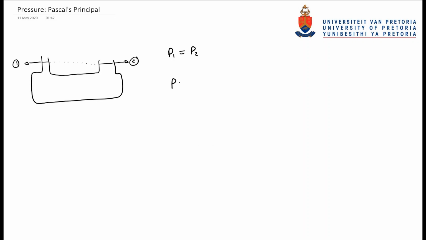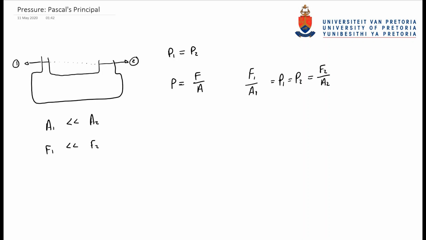We know that pressure is force over area. Let's say I've drawn this picture to scale. A1 is much smaller than A2. P1 equals P2, P2 equals F2 over A2, and P1 equals F1 over A1. Now look at this. Because A1 is much smaller than A2, but F1 over A1 must still be equal to F2 over A2, this implies that F1 is much smaller than F2 to maintain the same pressure between the two sides.